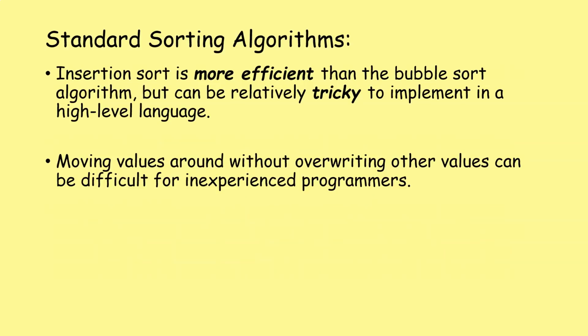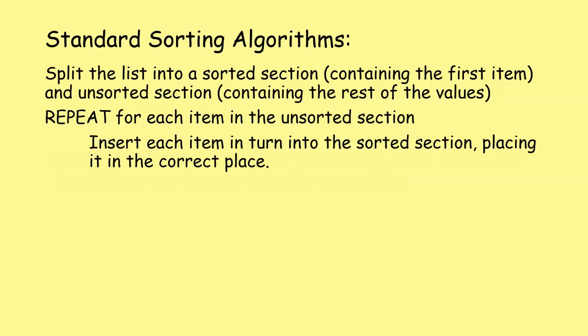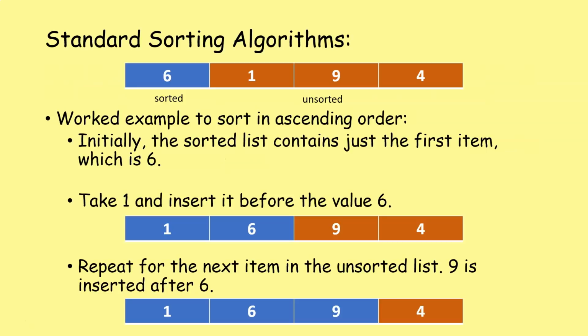Insertion sort is more efficient than the bubble sort algorithm, but can be relatively tricky to implement in a high-level language. Moving values around without overwriting other values can be difficult for inexperienced programmers. If we have a look at the pseudocode, it looks easy. Split the list into a sorted section containing the first item and an unsorted section containing the rest of the values. Repeat for each item in the unsorted section. Insert each item in turn into the sorted section, placing it in the correct place. Superficially, it looks very easy. Trying to implement this in, say, Python or C# is a lot of coding, trust me. So again, here's a worked example.